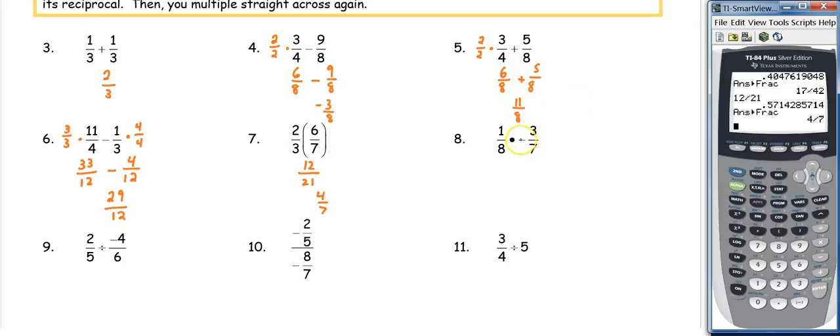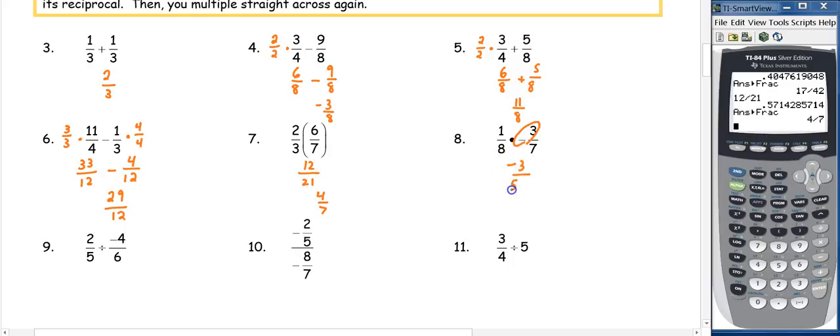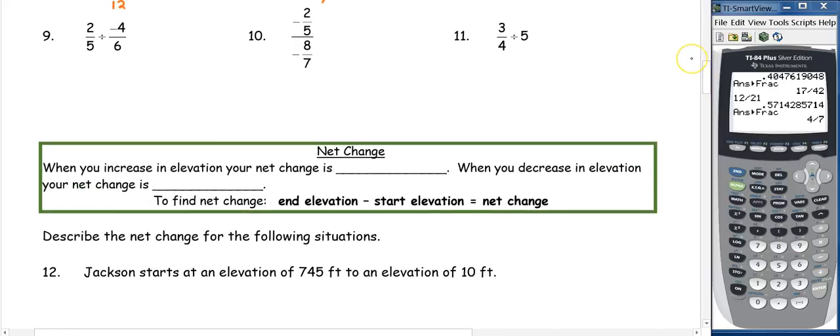Number 8, make sure with this negative you just pick one number for the negative to stay with. So I always pick the number in the numerator. So 1 times -3 is -3/56, and that does not reduce. Number 9, when we're dividing fractions, the first fraction stays the same as 2/5. We change to multiplication and we flip to get the reciprocal of our second fraction. So now it's -6/4.